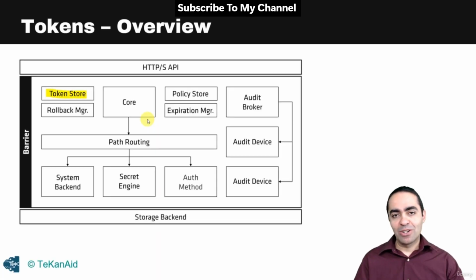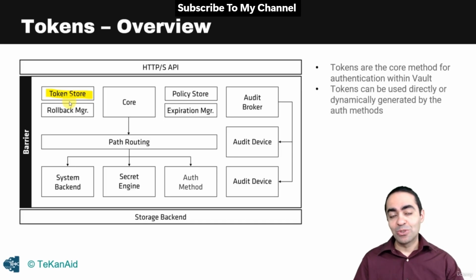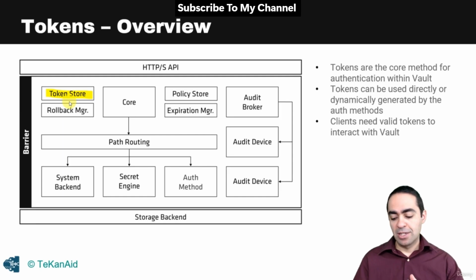So back to our usual diagram for the internals of Vault. You can see the token store component right here. And tokens really are the core method for authentication within Vault. We've seen that a few times already in this course. Tokens can be used directly or dynamically generated by the auth methods. Clients need valid tokens to interact with Vault.